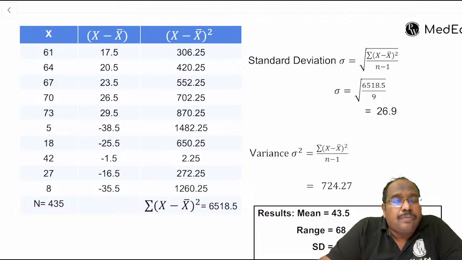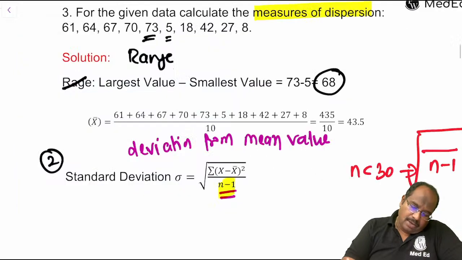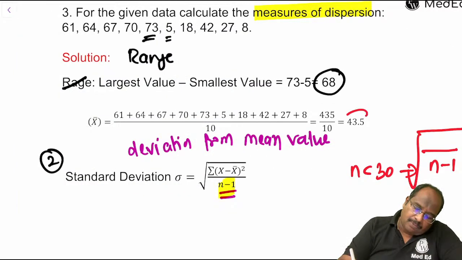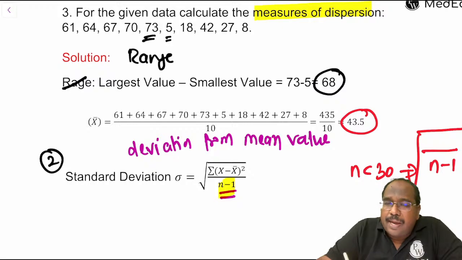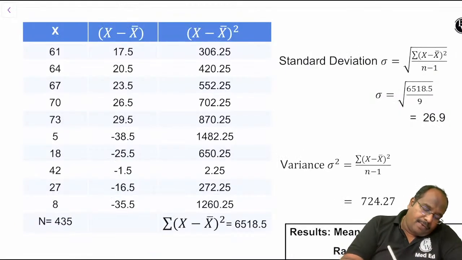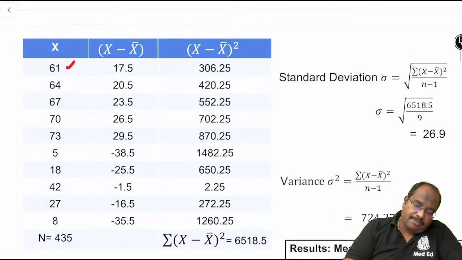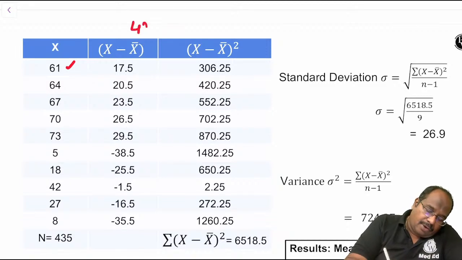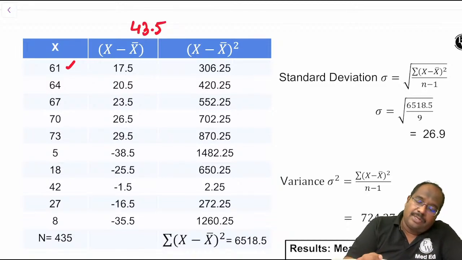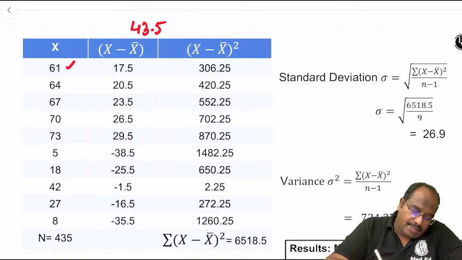So we have these individual observations. First, you calculate the mean. You add all the values and divide by the total number, and the mean is 43.5. Now every value, you subtract it from the mean, 43.5. For example, subtract the first value 5 from it, and you get this value.